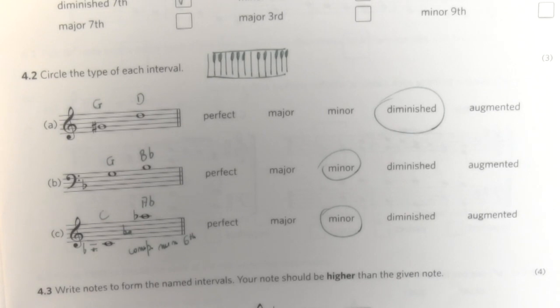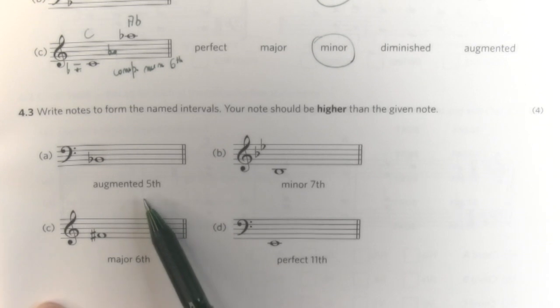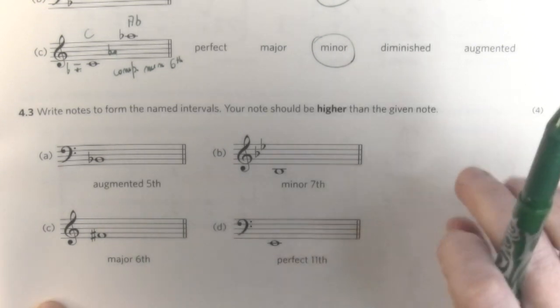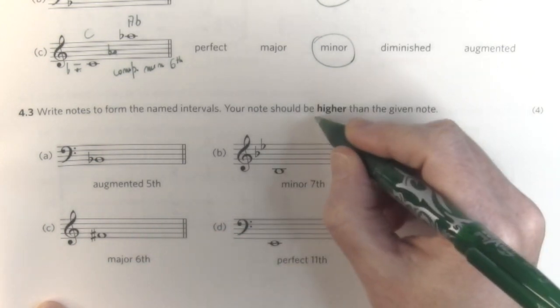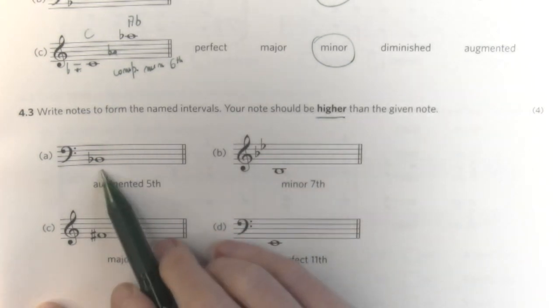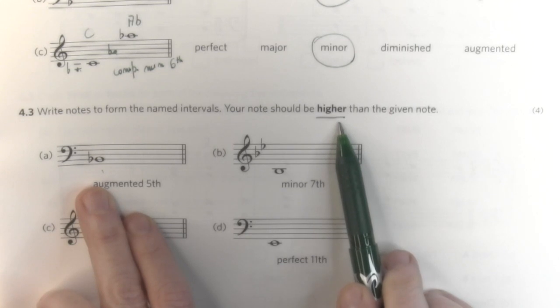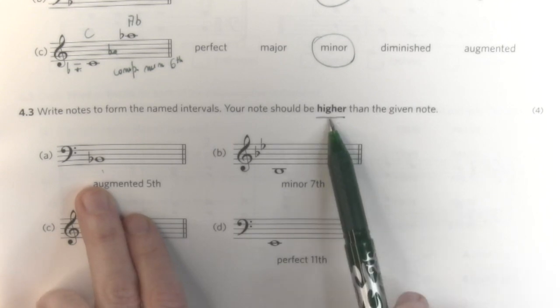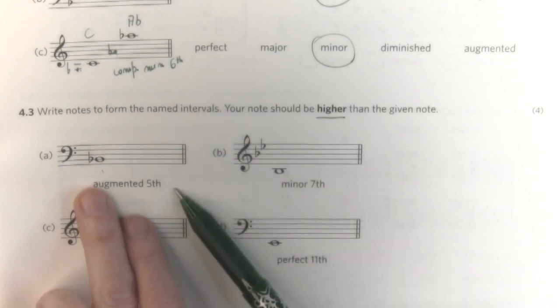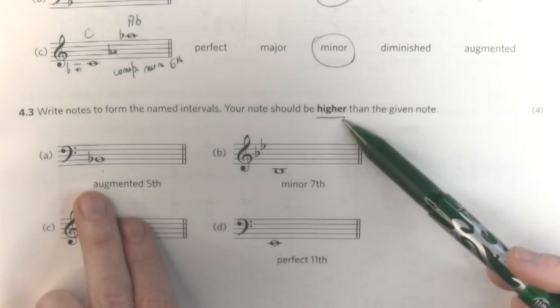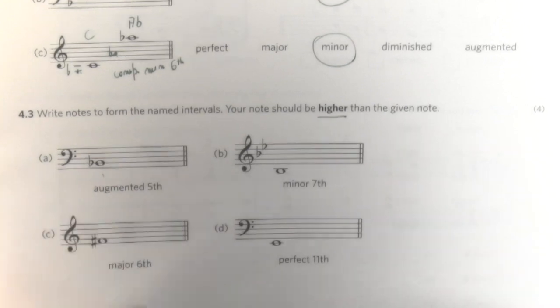Last exercise. In this exercise, we need to write the notes, and in the exam, you will need to drag the notes. Make sure that you put it higher than the given note. I am underlining this because the intervals work both ways, up or down. It's just that the question asks us to put it higher than the given notes. Otherwise, it's the same. So it won't be a musical mistake, but it will be a mistake for the paper, for the question.